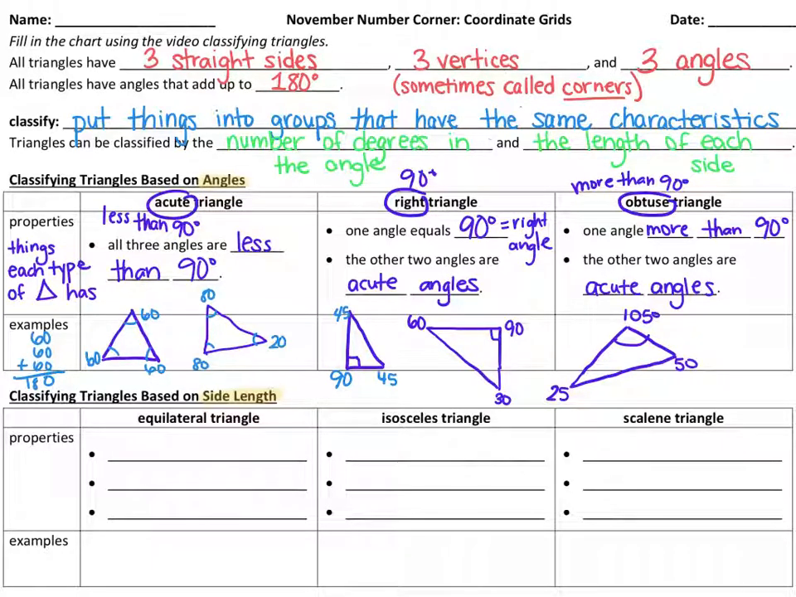Let's try making another obtuse angle. So we make our obtuse angle. And this is more than a right angle. Alright, we'll say this one is 100 degrees. And then our other two are 40 and 40 degrees. So we look at it, we say one is more than 90. Yes. The other two are acute, they're less than 90. Yes.